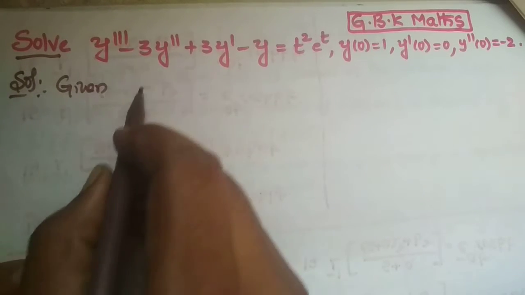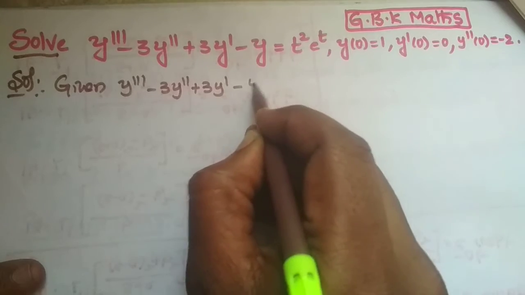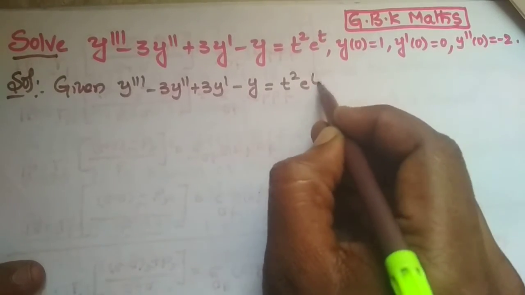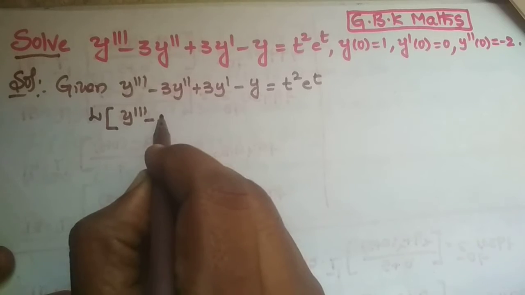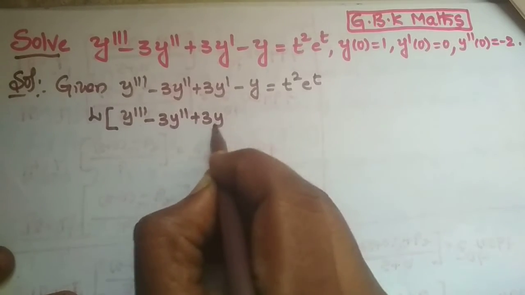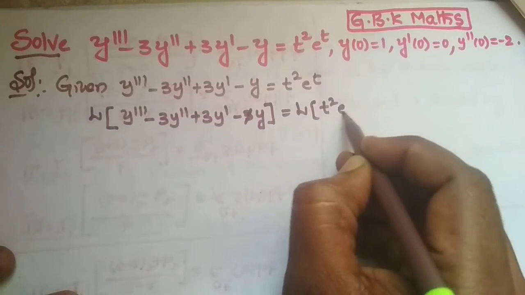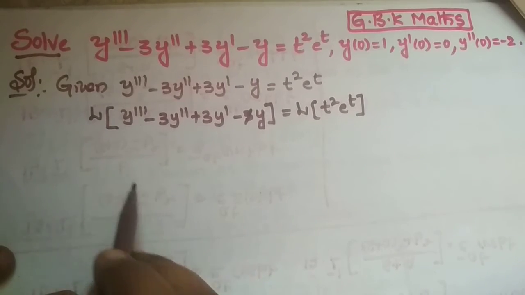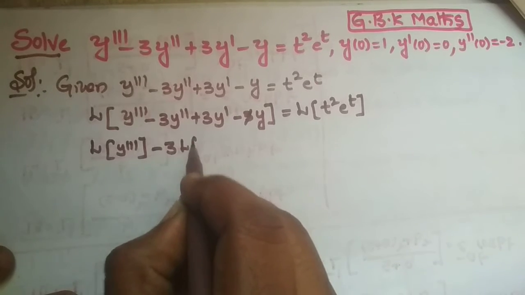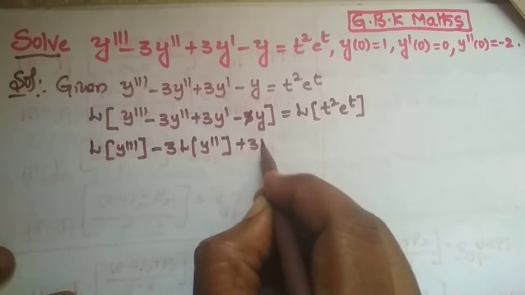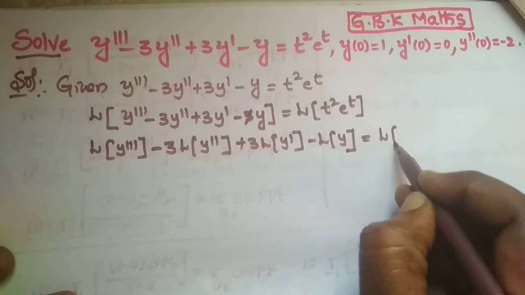Given y triple prime minus 3 y double prime plus 3 y prime minus y equals t square e power t. So now I am taking the Laplace transformation on both sides: L of y triple prime minus 3 y double prime plus 3 y prime minus y equals L of t square e power t. Now, taking the linear property: L of y triple prime minus 3 L of y double prime plus 3 L of y prime minus L of y is equal to L of t square e power t.